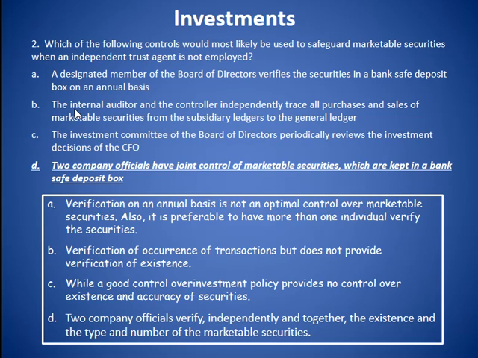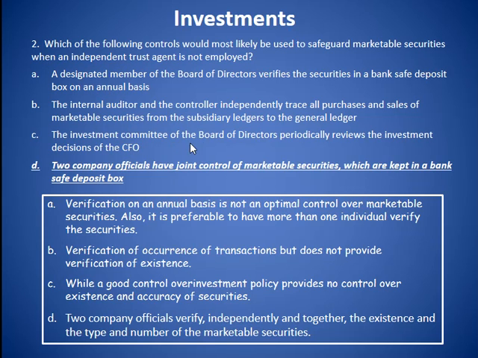B, the internal auditor and controller independently trace all purchases and sales of marketable securities from the subsidiary ledgers to the general ledger. B is verification of occurrence. In other words, the transactions themselves do not provide verification of existence. It sounds like we're going back to management assertions there.